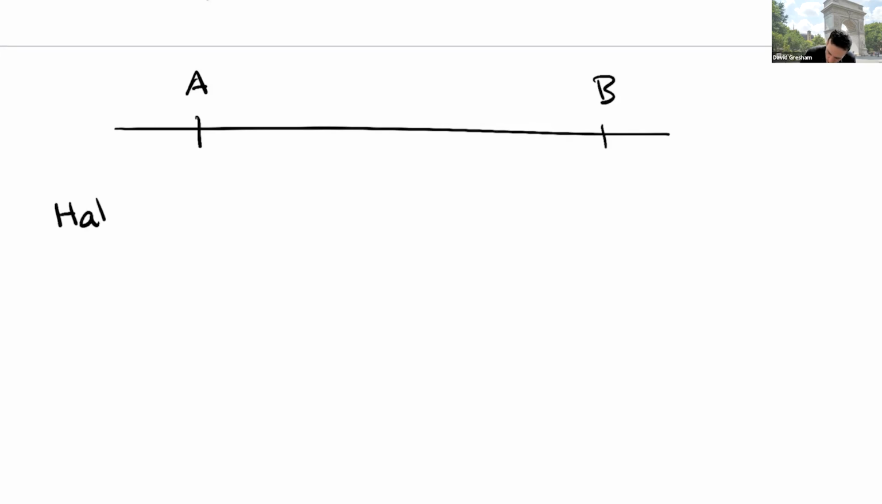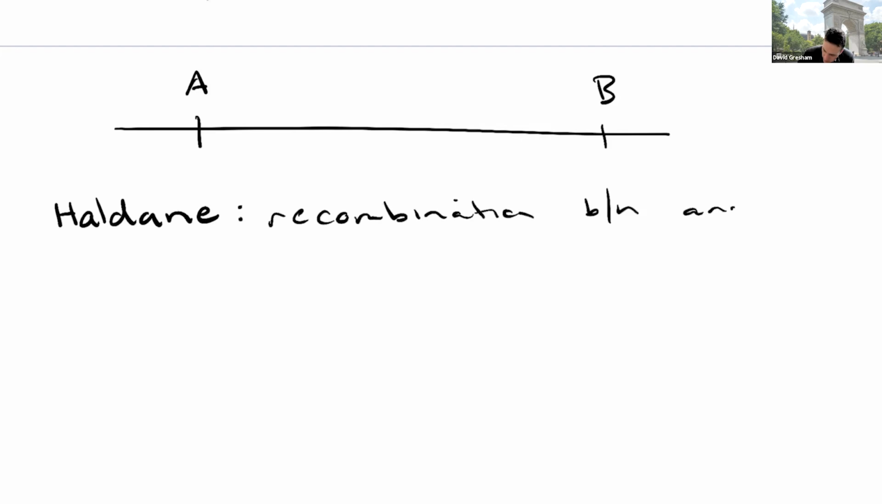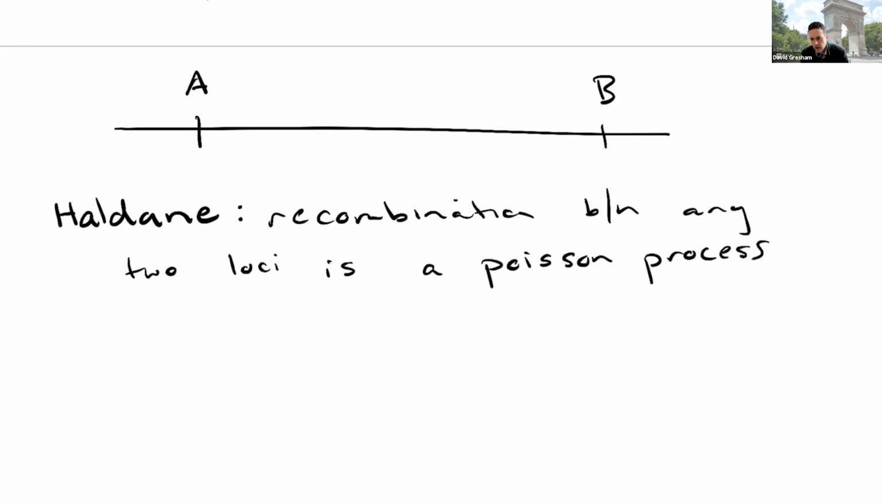We'll introduce another character in the history of genetics, Haldane. And Haldane proposed the following. He said that the recombination between any two loci is a Poisson process. It's just the same as getting kicked in the head by a camel. It happens at some average rate, but it's independent in time and space, and that is what a Poisson process is.